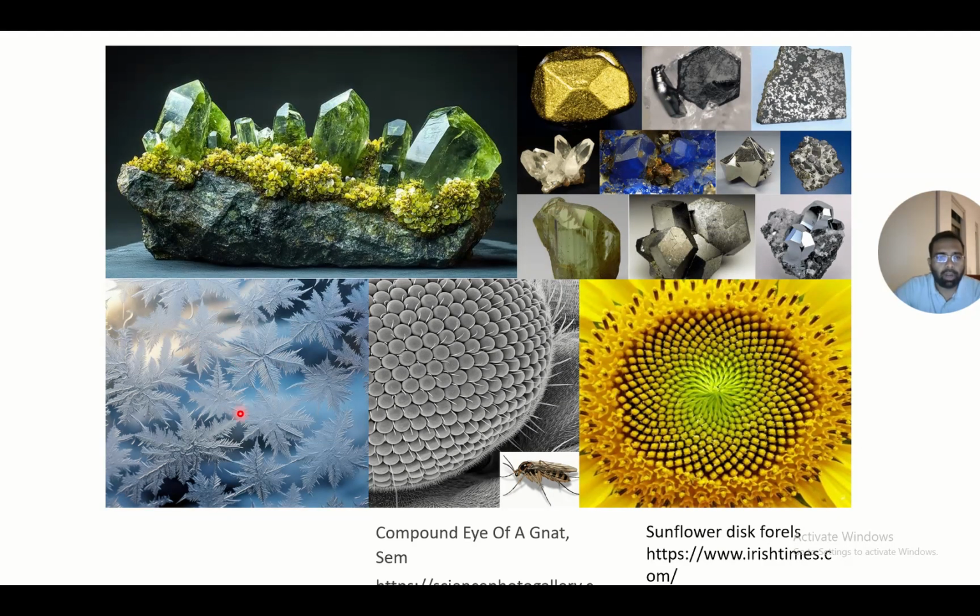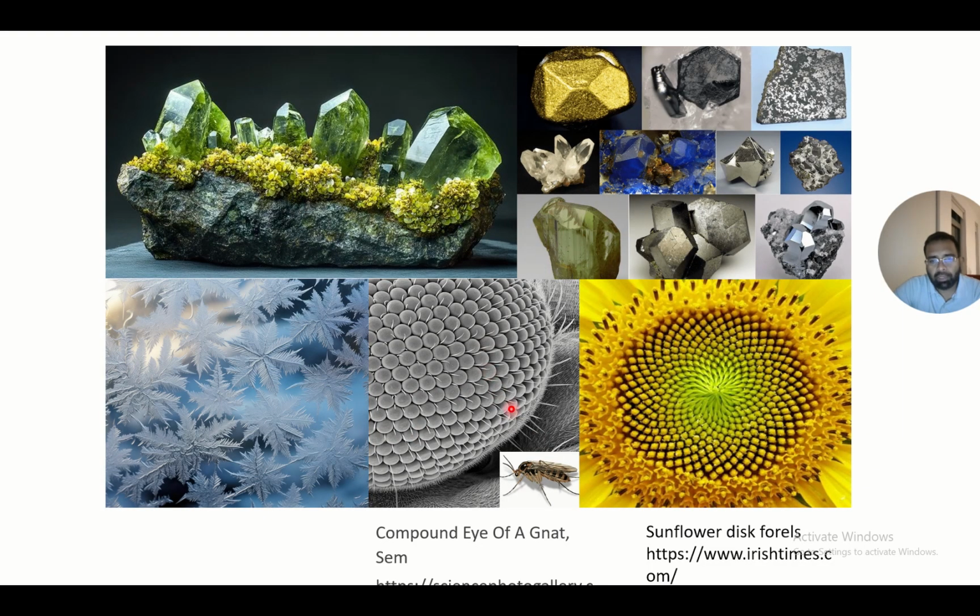These have a hexagonal structure, and nature seeks stability with less energy. So in that case, in snow you will find a long range order, where these snowflakes are repeating. And in the same way, this is the eye of a gnat.